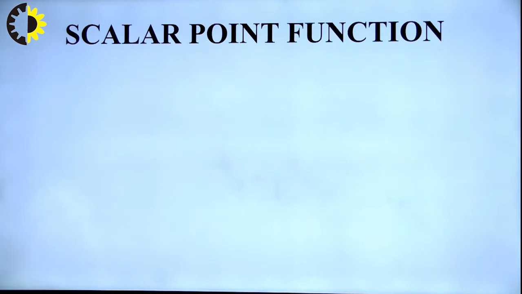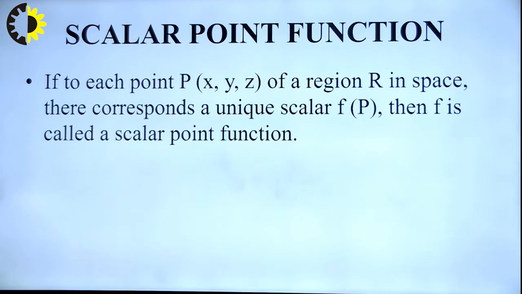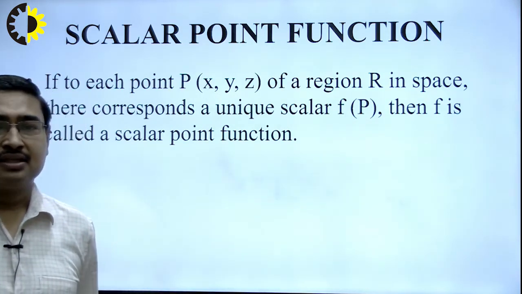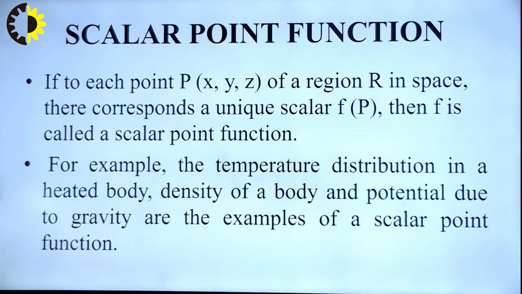Scalar point function. If to each point P(x, y, z) of a region R in space there corresponds a unique scalar f(P), then f is called a scalar point function. That is, if to every point in space some scalar is assigned through some rule or some other way, then such a function f(P) is called a scalar point function. For example, the temperature distribution in a heated body, density of a body and potential due to gravity are the examples of scalar point functions.